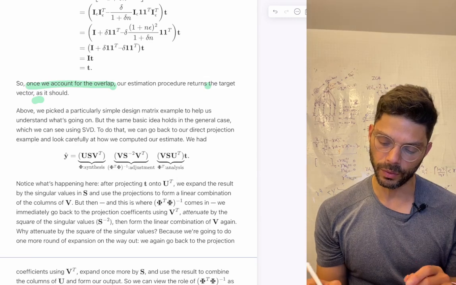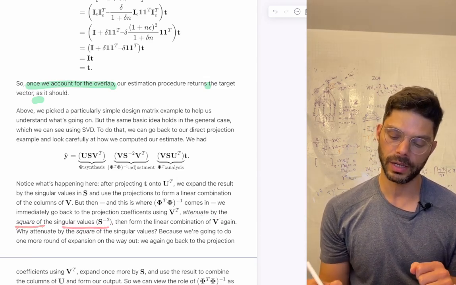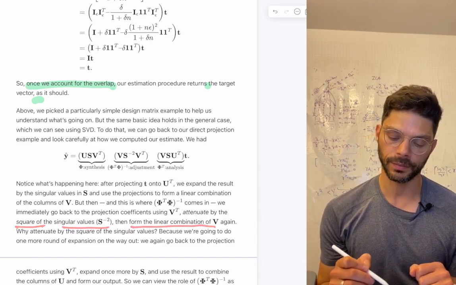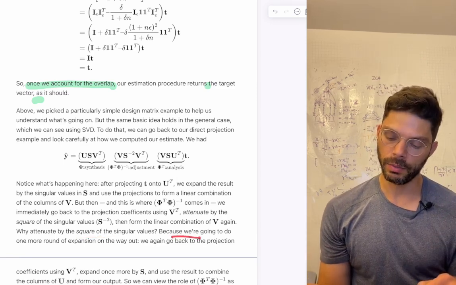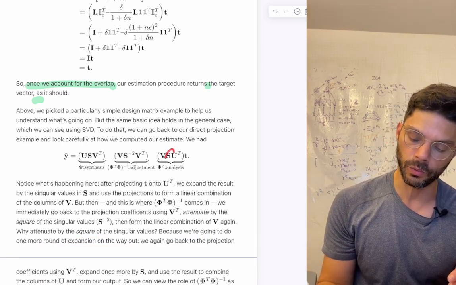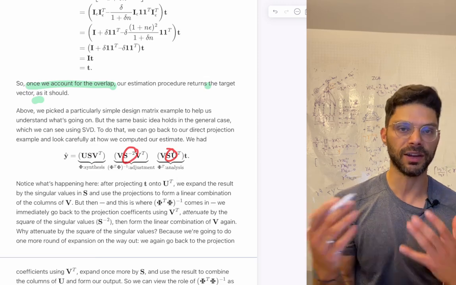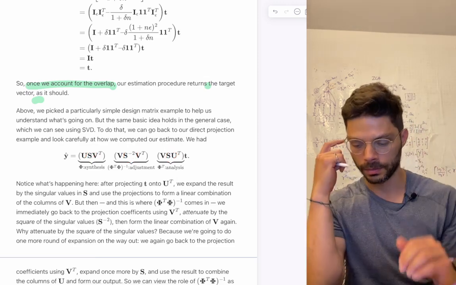And why? So we attenuate by the square of the singular values, and then form the linear combination of V again. And now why are we attenuating by the square of the singular values? Well, because we're going to do one more round of expansion on the way out. So there's one round of expansion, then we cancel out twice, then one more round of expansion. The net effect is no expansion.